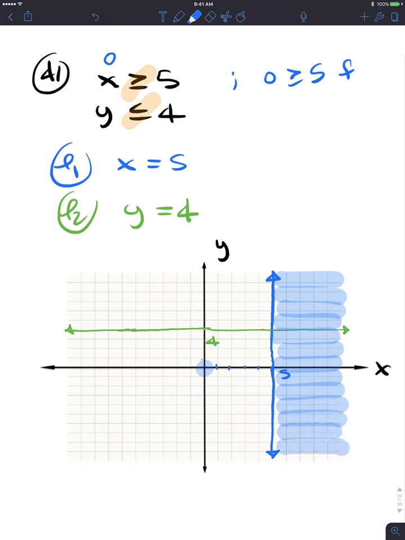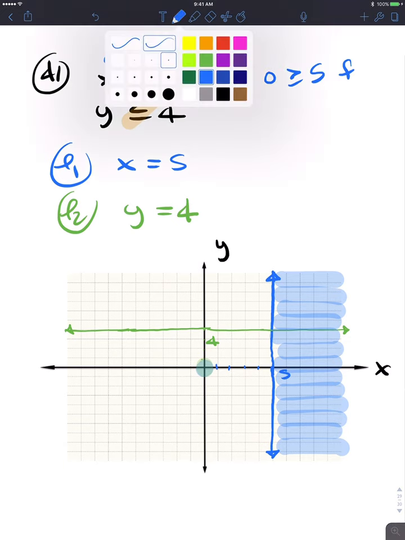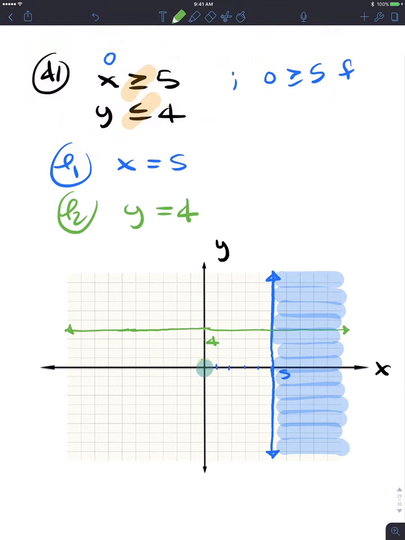In green, again, my test point of the origin is available. That means X is 0 and Y is 0. So if I plug in 0 for Y now, I get the statement that 0 is less than or equal to 4. A true statement. So I get to shade the region that includes the test point. That's the region below the green line.